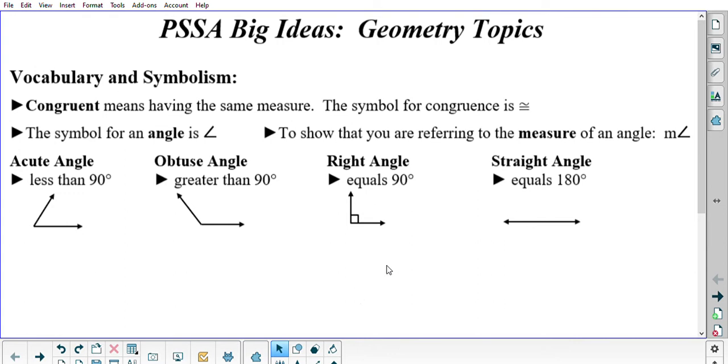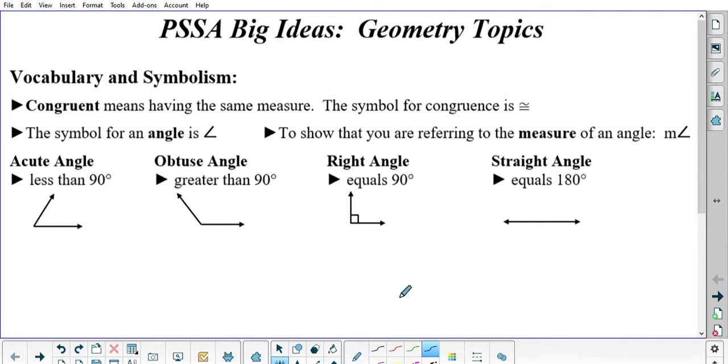Hello everyone, this is Mr. Underkoffler, and today we're going to be looking at the PSSA Big Ideas Geometry Topics. And this is 2 pages worth of review on geometry topics that we've gone over at the 7th grade math pre-algebra level. All right, we're going to start with a quick review on some vocabulary and symbolism.